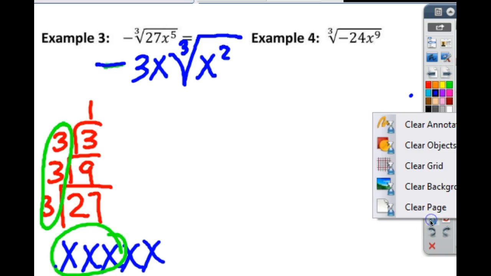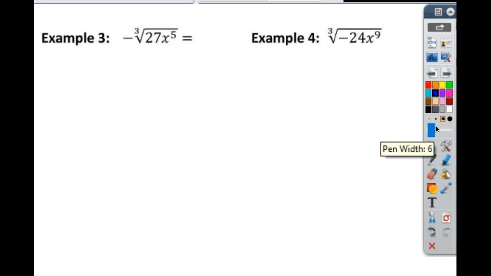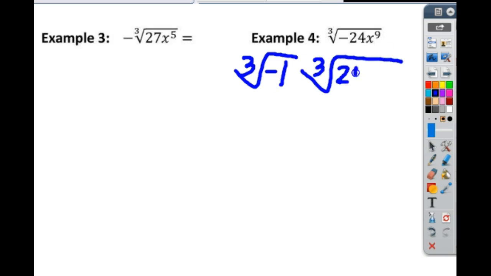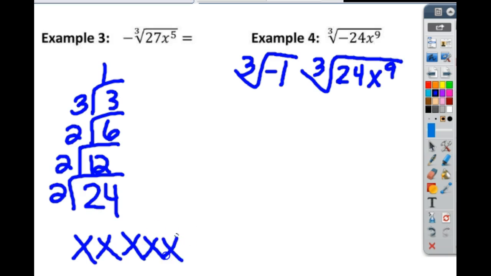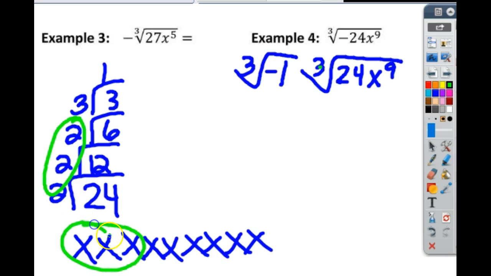That is not what I wanted to do. So this has a negative sign in it. That's -1 and the 24x to the 9th. So I'm going to make a birthday cake. 2 will go into 24, 2 will go into 12, 2 will go into 6. 1, 2, 3, 4, 5, 6, 7, 8, 9. And since the index is 3, I'm looking for groups of 3. I'm making groups of 3 because the index is 3.